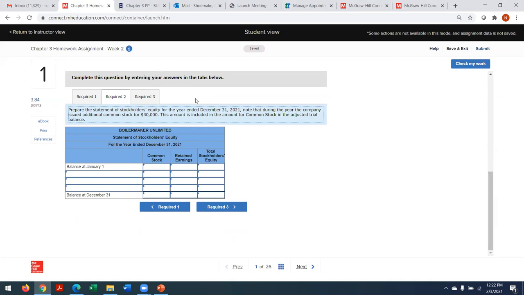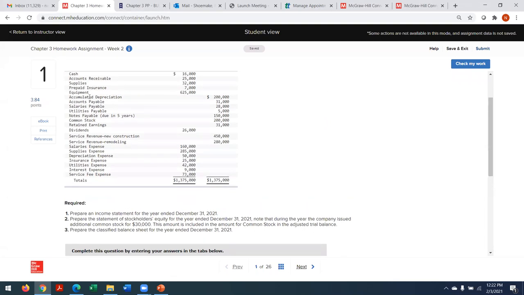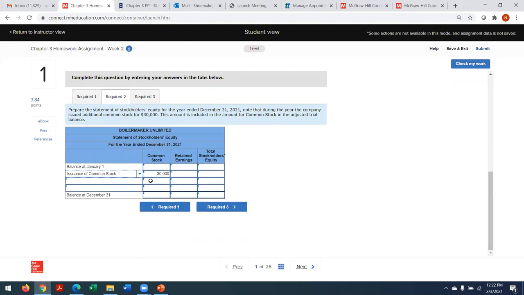Prepare the statement of stockholders' equity for the year ending December 31st, 2021. Note that during the year, the company issued additional common stock for $30,000. So what they're trying to tell me is that the amount shown for common stock would be issuance. So basically what they're telling me, guys, is this common stock figure of 200,000 includes the 30,000 that was issued during the period. So that means we started the year with 170,000 of common stock.